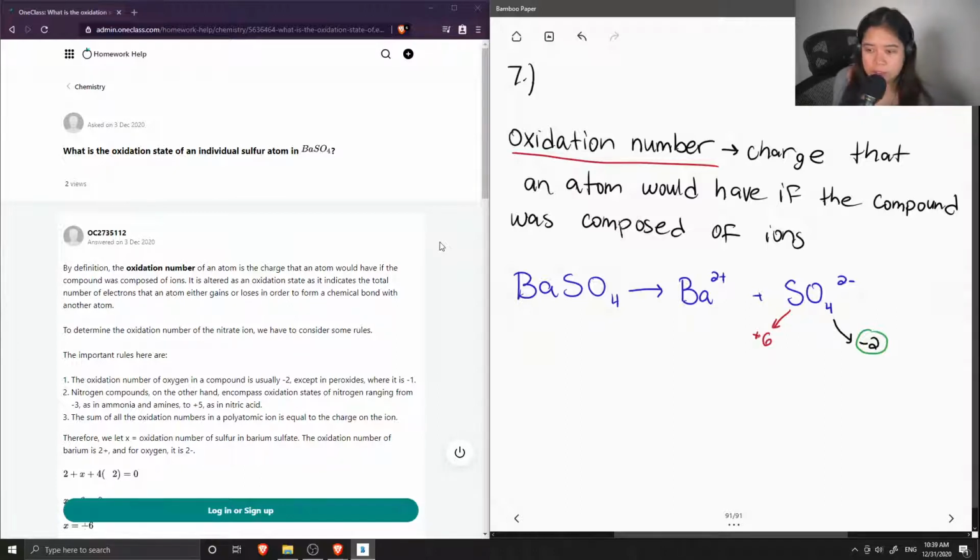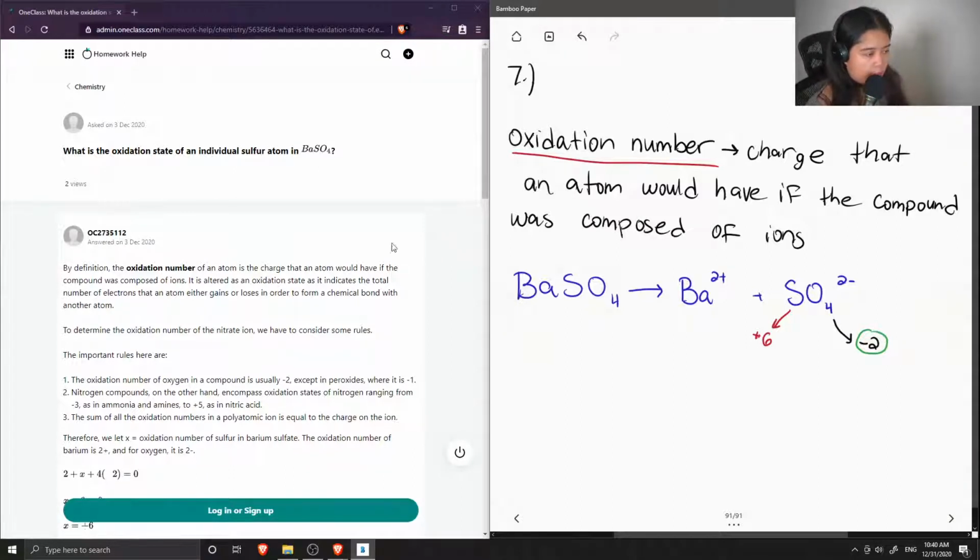And we know this because since the sulfate ion has an overall 2- charge, we know that the sulfur isn't going to have an oxidation number of +8 because it's not neutral. So in order for the sulfate ion to have a -2 charge, the oxidation number on sulfur can be +6. And then barium just has its 2+ charge as its oxidation number.